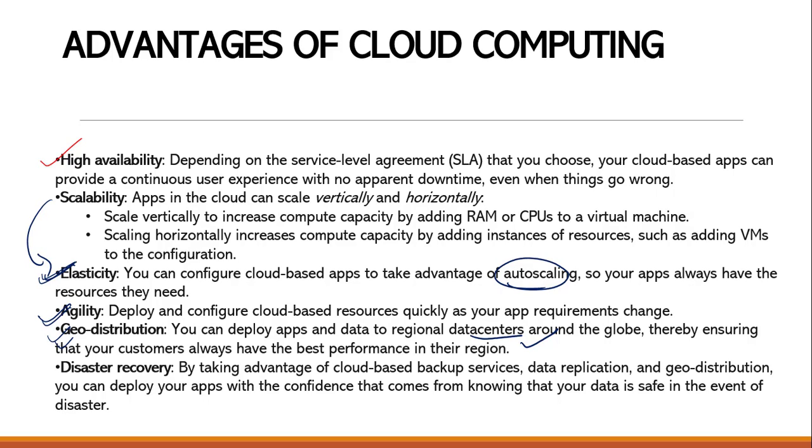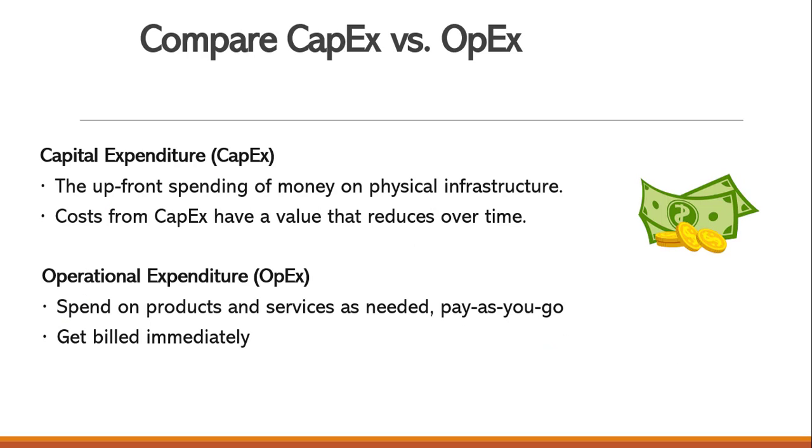Then we have DR strategies, which is very important, because the whole data center can go down, the region can go down. So you take advantage of cloud-based backup services, data replication, and geo distribution, and you deploy your applications with the confidence that comes from knowing your data is safe in the event of a disaster. Disaster recovery, as the name suggests, is what to do when the disaster has struck. There will be terms related to RPO and RTO. We will be talking about them as we go ahead.